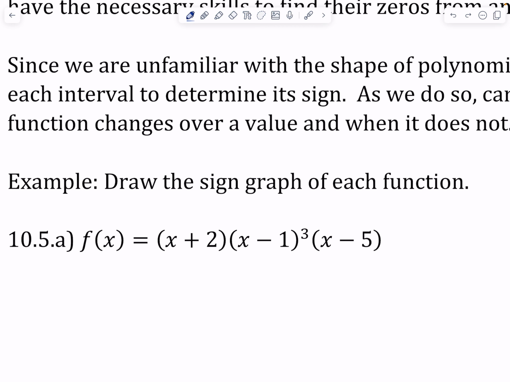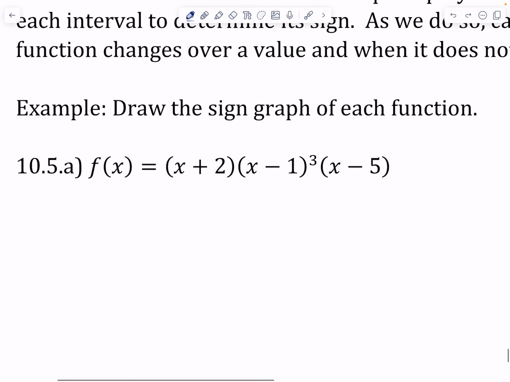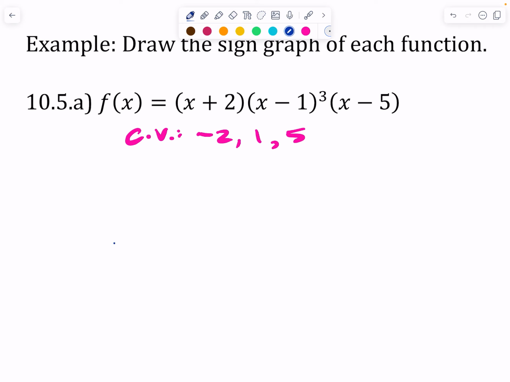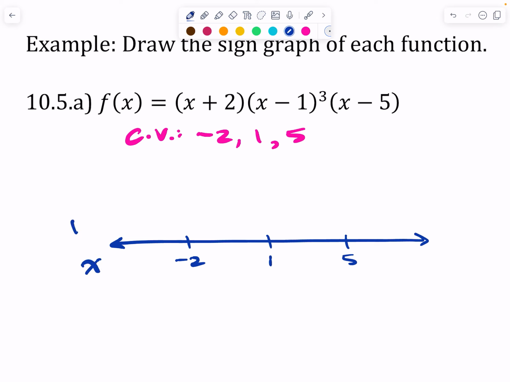Things kick off the same way. We know that our critical values are -2, 1, and 5, because that's what makes each one of these factors equal to 0. In the plotting of our sine diagram, then, we'll have this extra special number line with those critical values on here in numerical order. We know that those are the values of x, and on top we're going to say things about f of x.